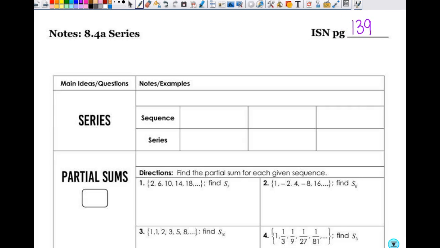Okay. We talked about sequences last week, right? Like a pattern of numbers that we had. And we had arithmetic and geometric sequences. So today we're going to start talking about series.